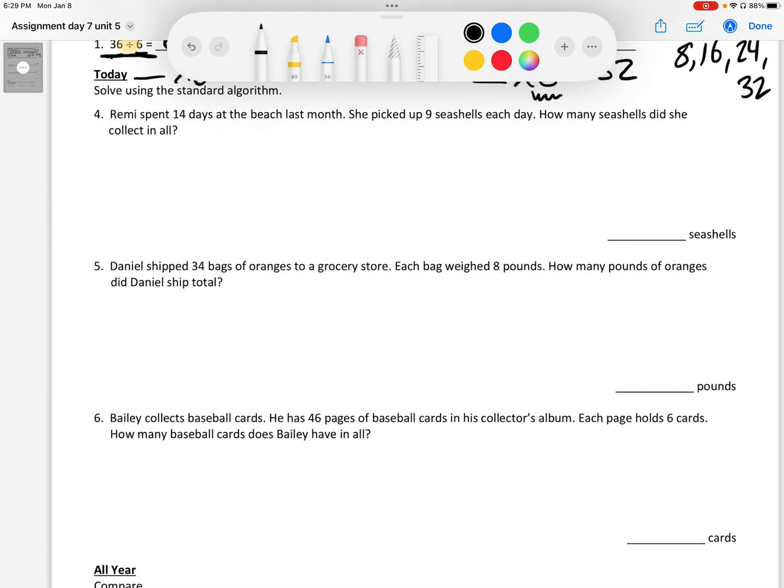Problem 4 says, Remy spent 14 days at the beach last month. She picked up 9 seashells each day. How many seashells did she collect in all? So we need to set up our number sentence first. Well, she was there for 14 days, and every single day she picked up 9 shells. So this is a multiplication problem. 14 times 9.